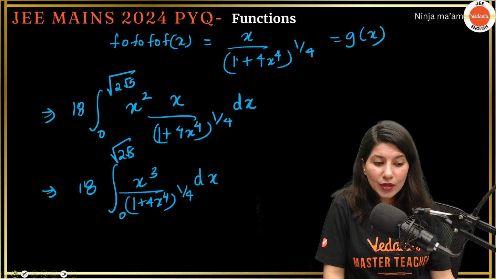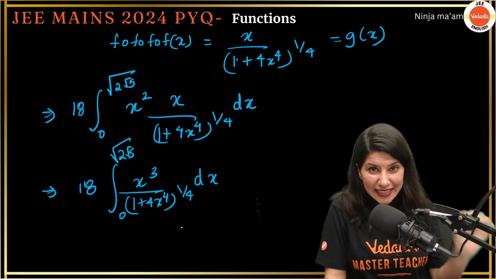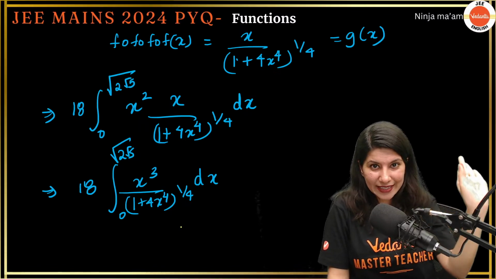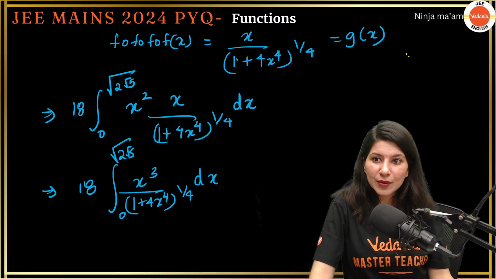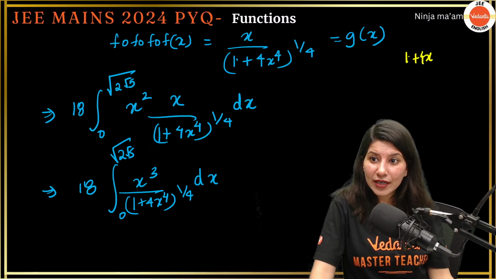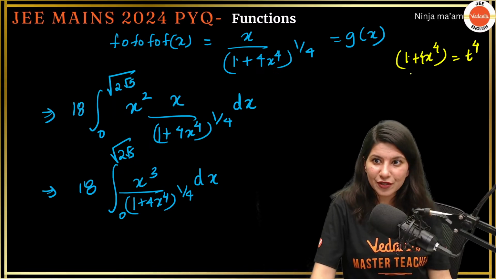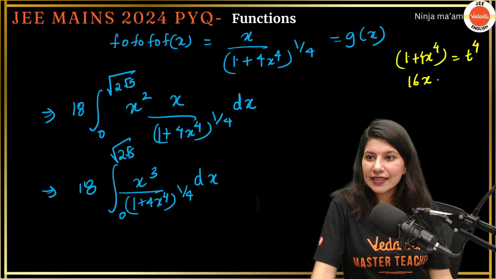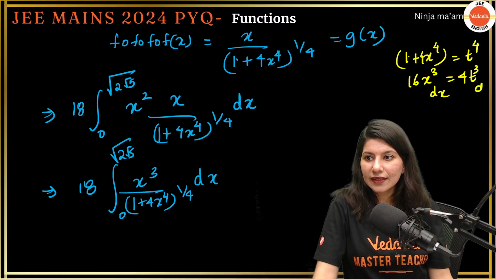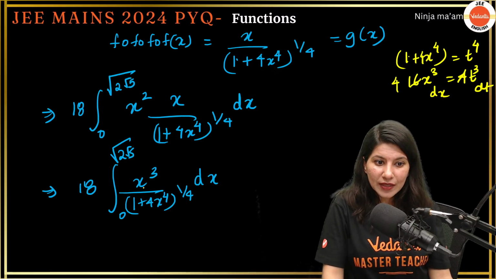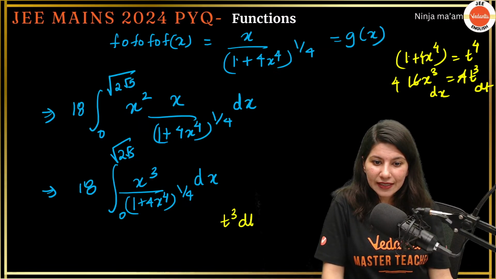Now we need to integrate. So what I'm going to do is let 1 plus 4x to the power 4 be t to the power 4 directly. Now differentiate: 4 into 4 is 16, x cube is equal to 4t cube dt by dx. The 4 and 4 cancel, so x cube dx will become t cube dt by 4.